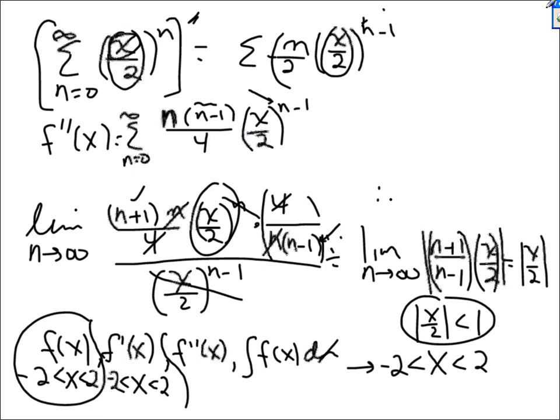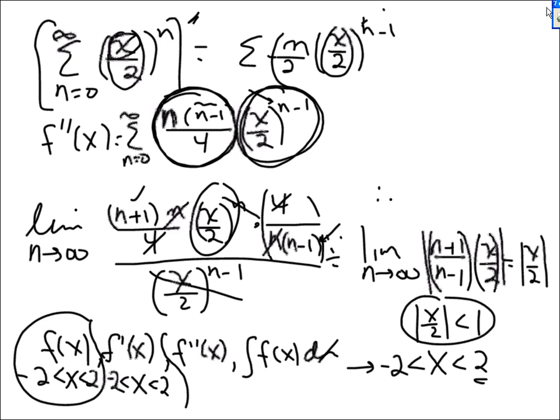Now we need to check the endpoints. If you plug in negative 2, this piece right here will be negative 1 to the n minus 1. The signs are going to alternate, but the numerators are getting bigger. That's just the alternating part. So it will diverge if this doesn't go to 0. And it doesn't. It gets bigger and bigger. n times n minus 1 takes off, divided by 4, it takes off. So negative 2 doesn't work.